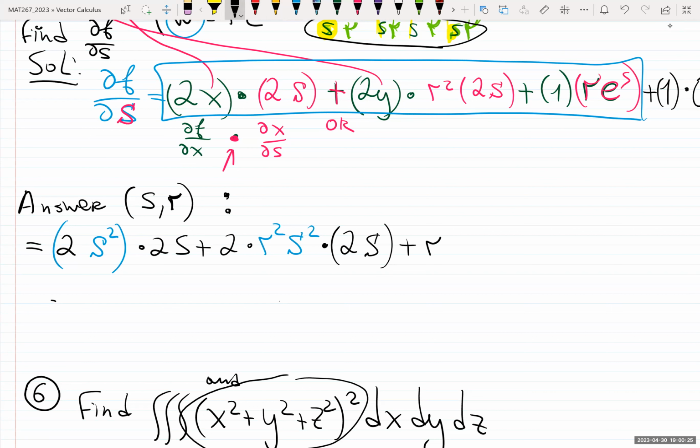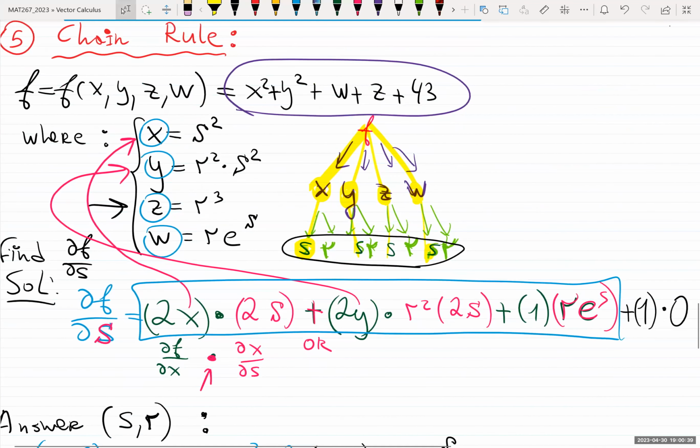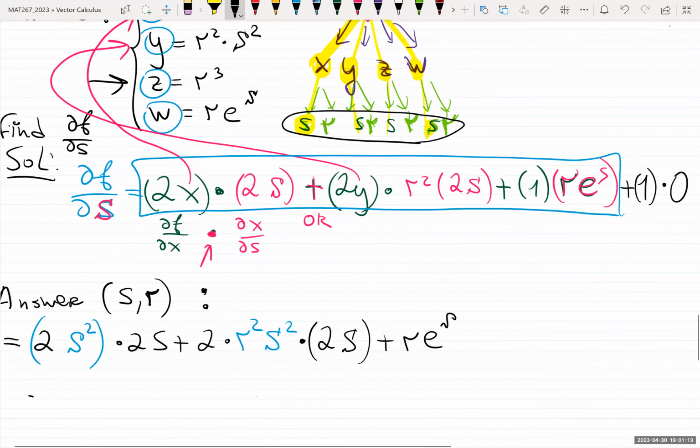r e to the s, like so. Let's see, something is missing. That's what people are saying. Let me check. X is correct. Y, derivative of y is 2y times y with respect to s. Correct. Derivative of z, 1 times r, oh, w. W goes first. Okay, good. Derivative of w is 1 times r e to the s. And derivative of z is 1 with respect to s. R cubed is 0. Yes.